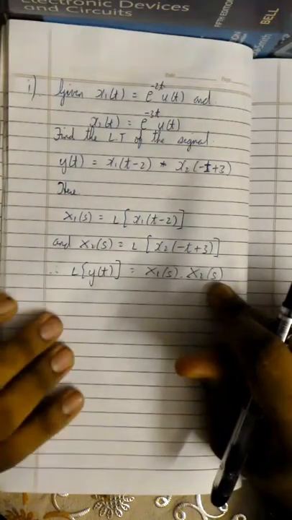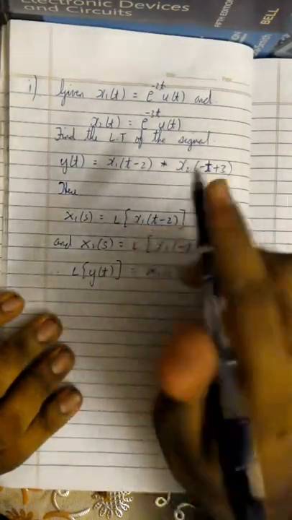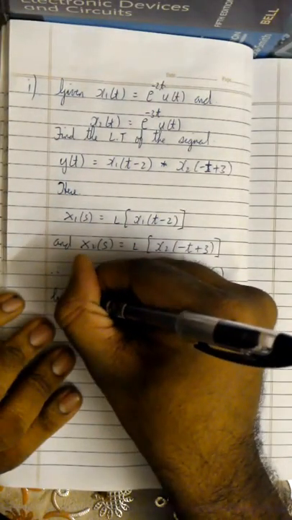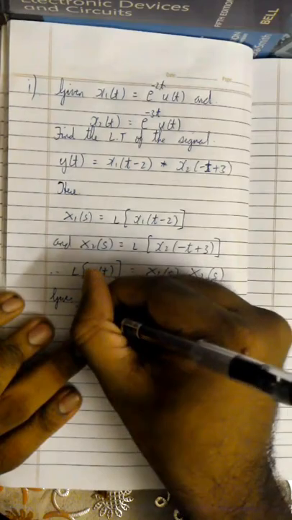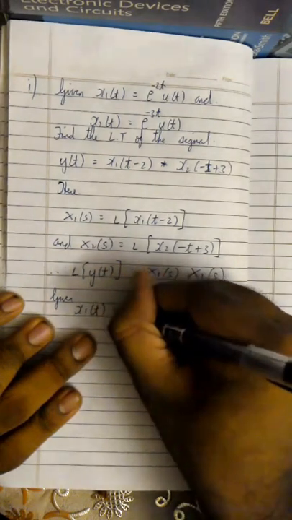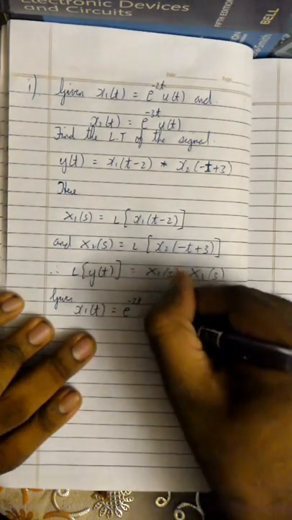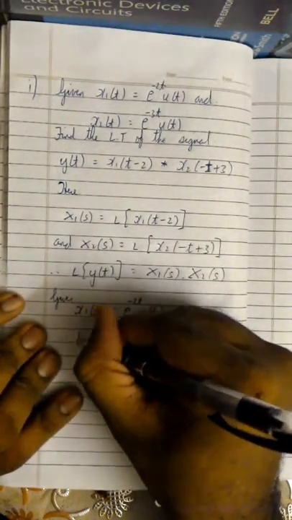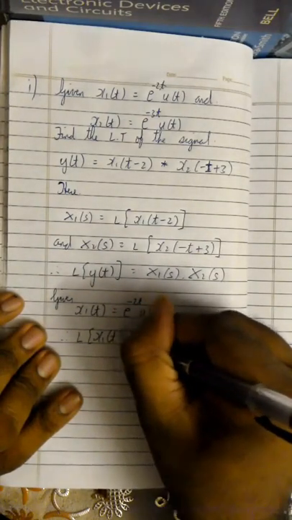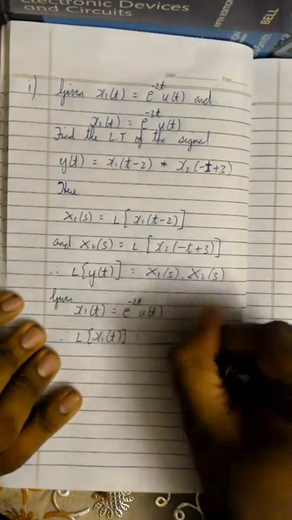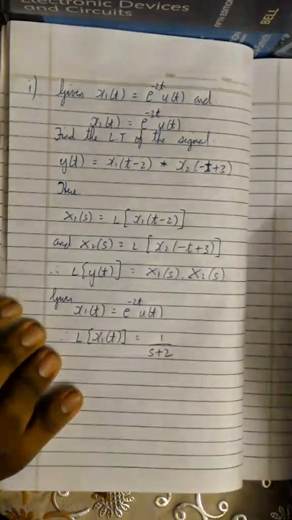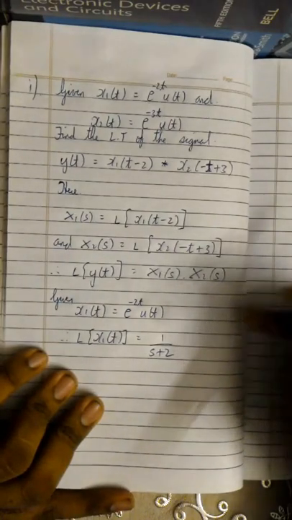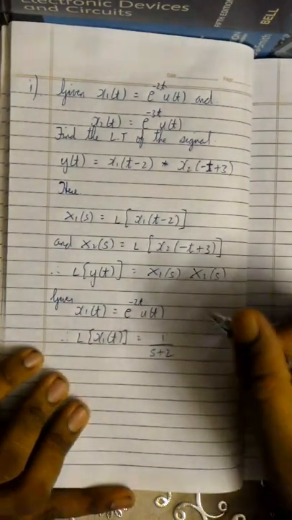Okay, so first we find x1 of s. First we find the Laplace transform of this. So here, given x1 of t is equal to e raised to minus 2t u of t, right? Therefore the Laplace transform of x1 of t is equal to 1 by s plus 2, right? 1 by s plus 2. Okay, so this is 1 by s plus 2.